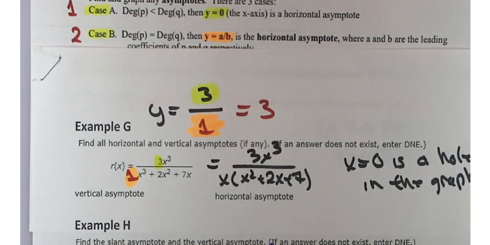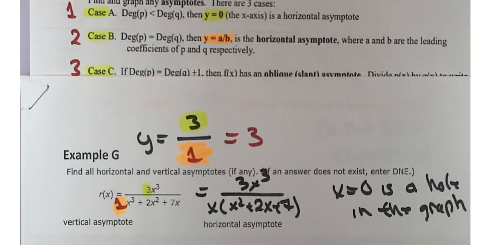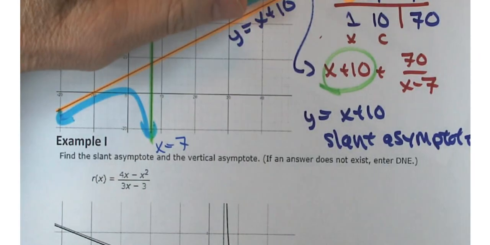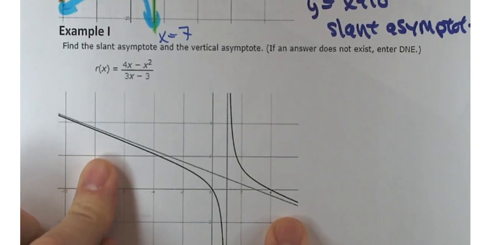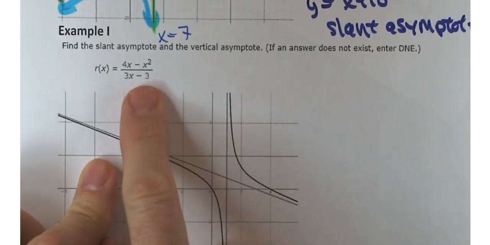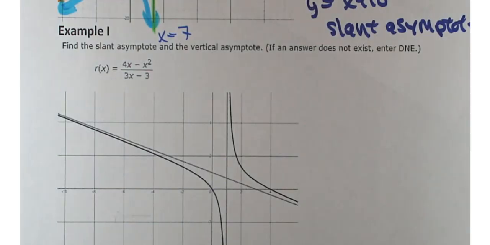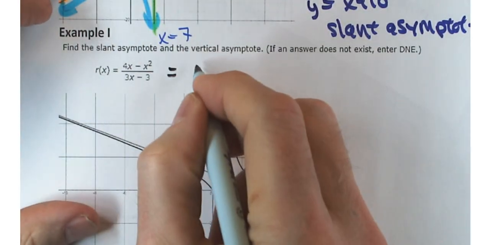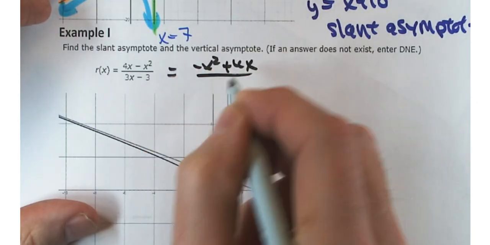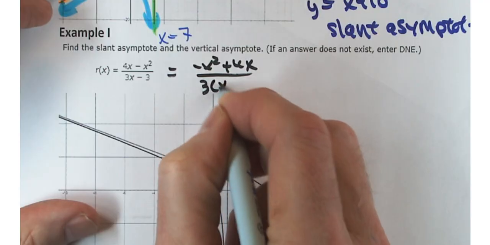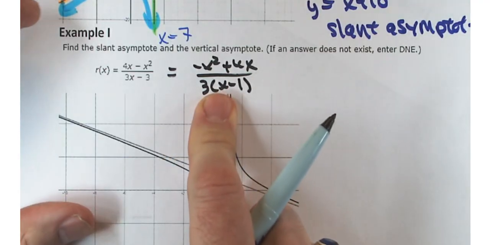Okay, I think that's it here for me for section 3.6. Comments or thoughts on anything, something that you want to look at a little bit more? All right, maybe you want to play around with this one, find the equation of that horizontal slant asymptote, etc. You can do the long division. If you're going to do a long or synthetic division, let me rewrite this for you. Negative x squared plus 4x over 3 times x minus 1. I've factored out the 3.